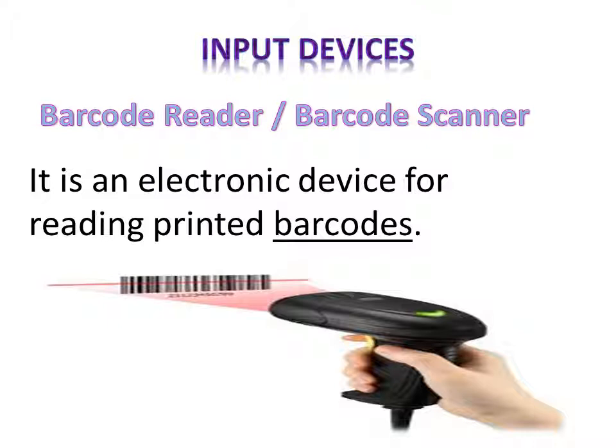The first device is the barcode reader, barcode scanner. It is an electronic device for reading printed barcodes. You can see an image here. One device, called the barcode reader, is scanning the black vertical lines. This strip of vertical bars is called a barcode. You can see this type of barcode on almost every product. In a barcode, the information of the product is saved, like price, model number, etc.